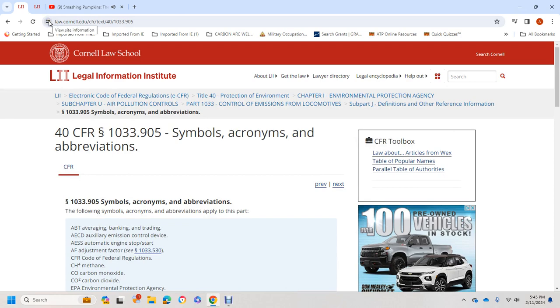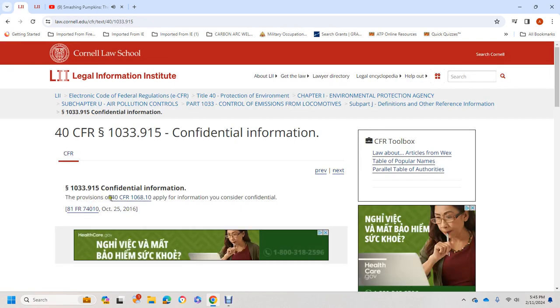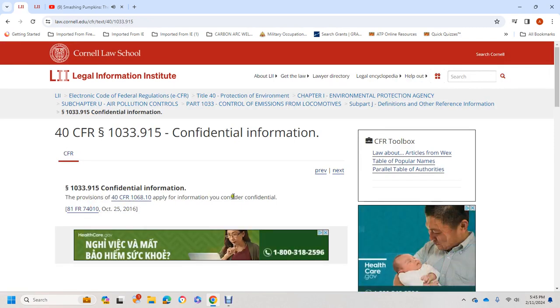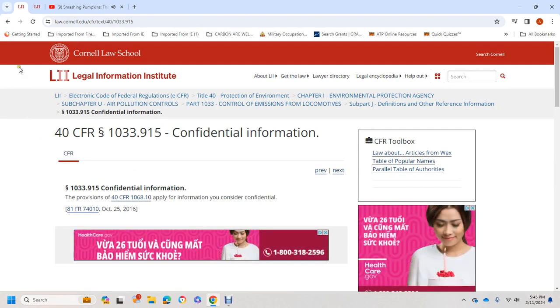Those were the symbols, acronyms, and abbreviations. Confidential information: the provisions of Title 40 CFR 1068.10 apply for information you consider confidential.